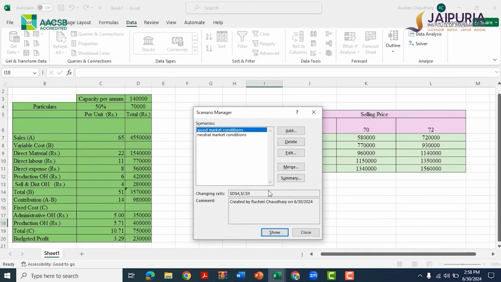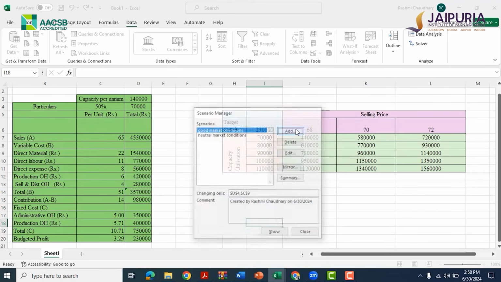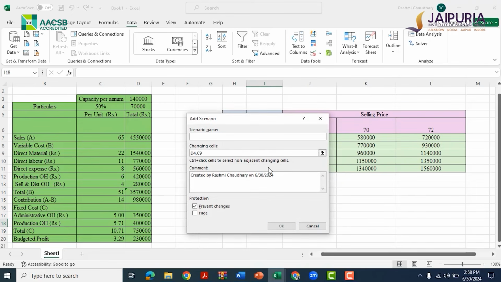Further, these are two scenarios, good market conditions and neutral market conditions. Let's try to add one more scenario. So that will be bad market conditions. Under bad market conditions, we are trying to change both the sales and the material price.